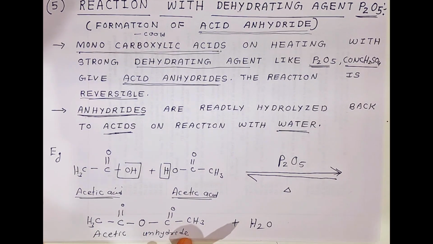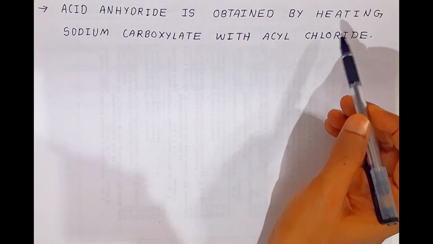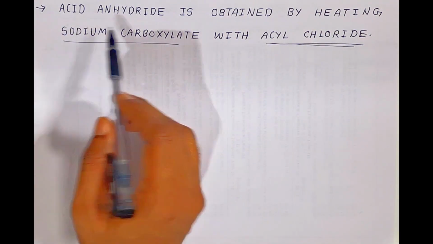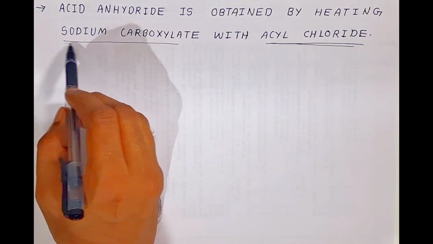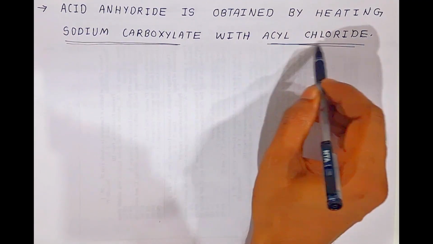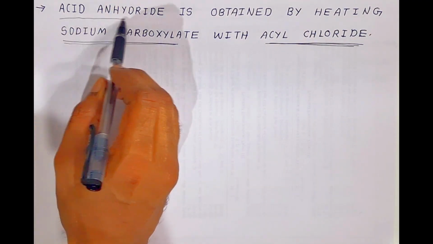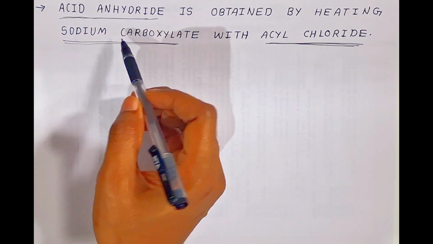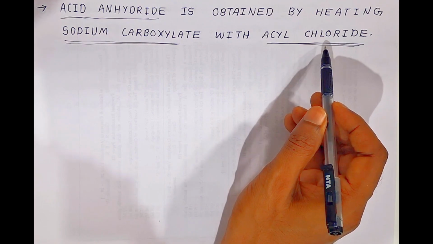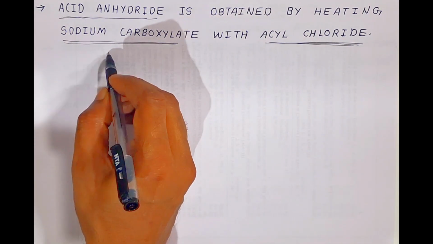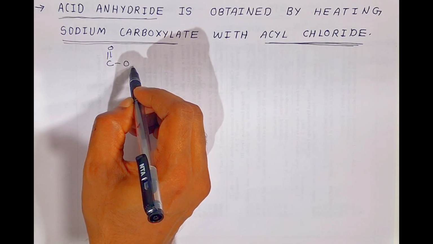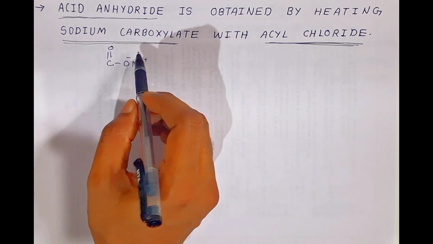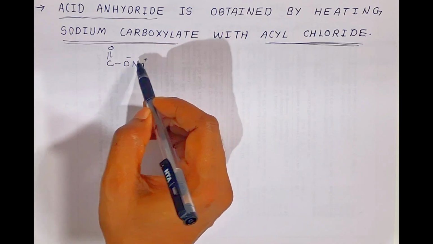Acid anhydride is obtained by heating sodium carboxylate with acyl chloride. See students, acid anhydride we can also get if you have sodium carboxylate and acyl chloride. Again you can get acid anhydride, not only by dehydration of carboxylic acid. If you have in your hand these two reactants, sodium carboxylate and acyl chloride: sodium carboxylate has a carbonyl, along with oxygen, and you have sodium metal. Okay students, this is the salt. Sodium carboxylate is a salt.